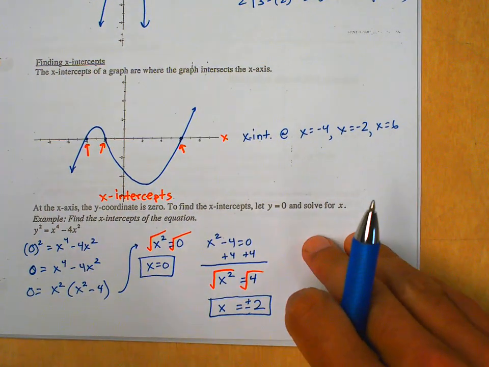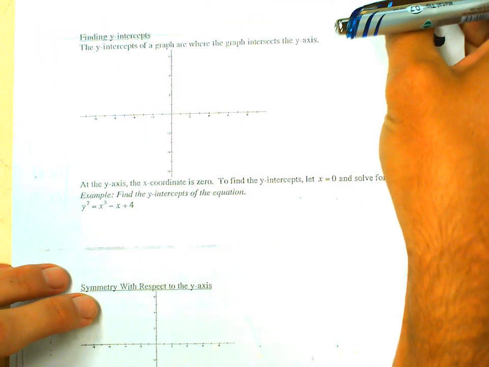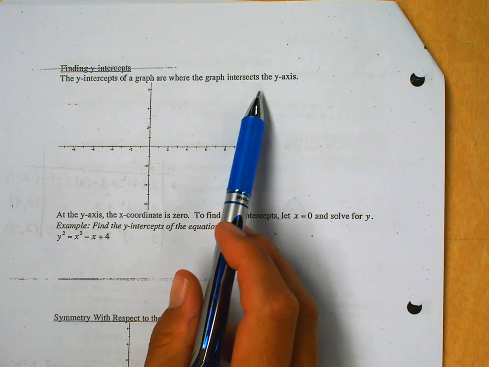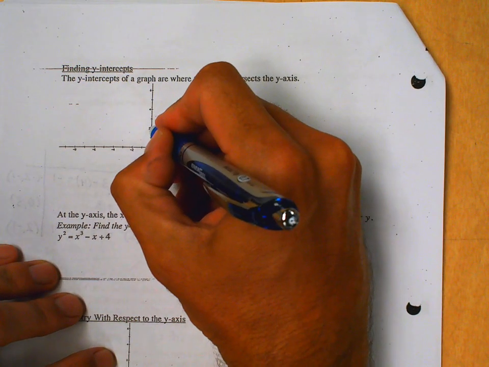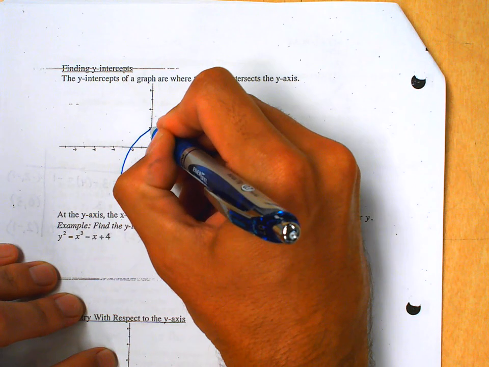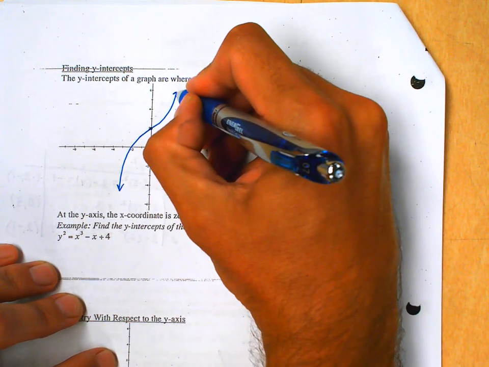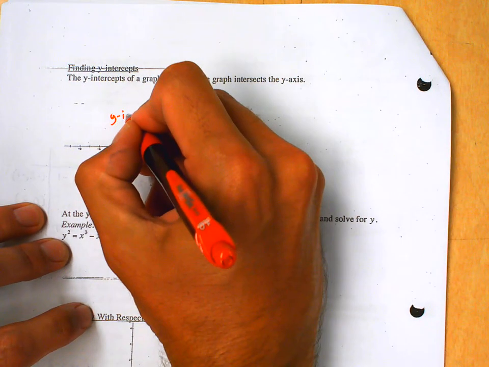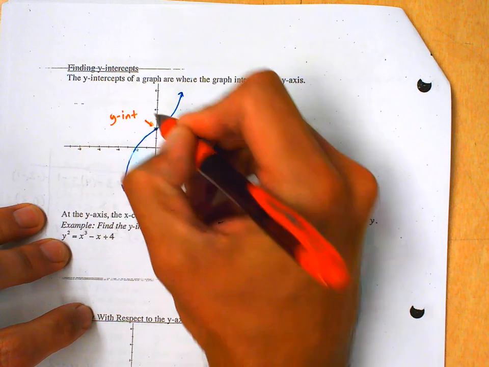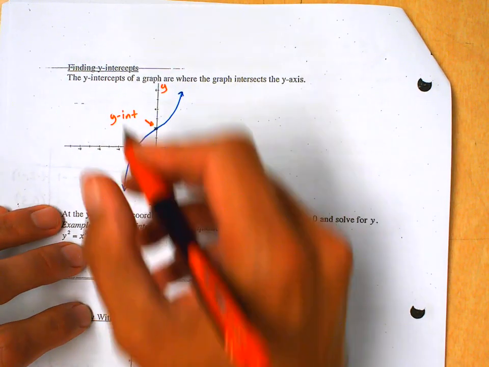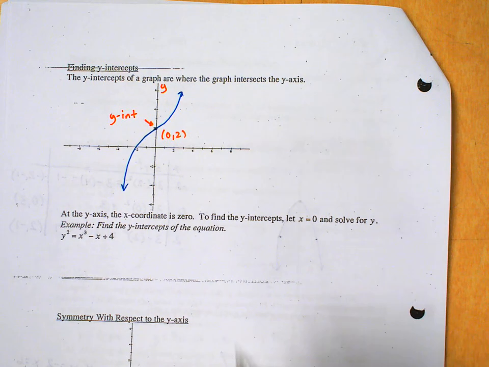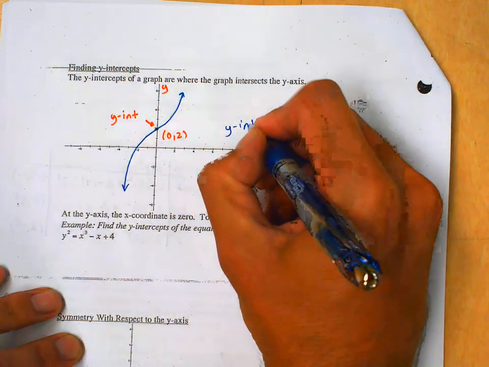All right, looking at the next page. The y-intercepts of a graph are where the graph intersects the y-axis, and so I'm just making up a graph here. And what you can see is the y-intercept is right there where it crosses the y-axis. That's at (0, 2). And so the y-intercept equals 2.